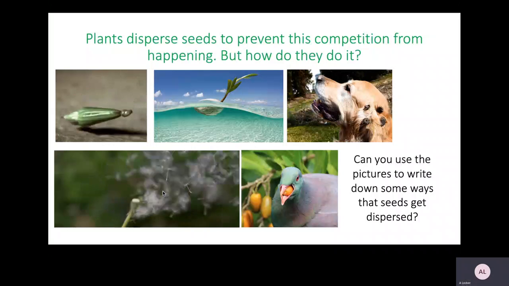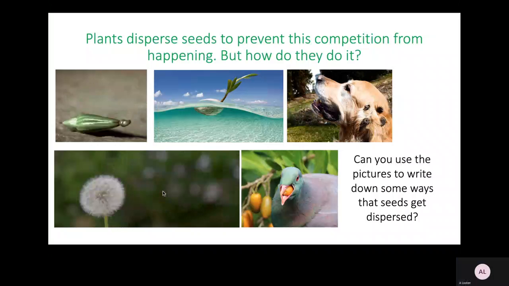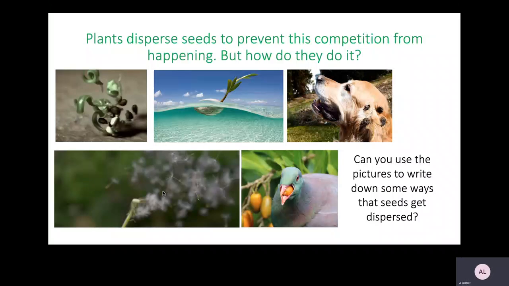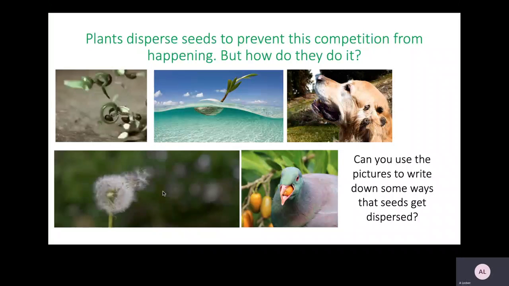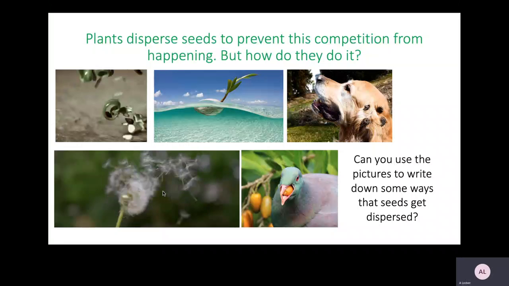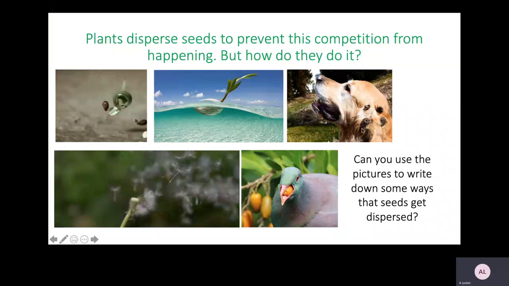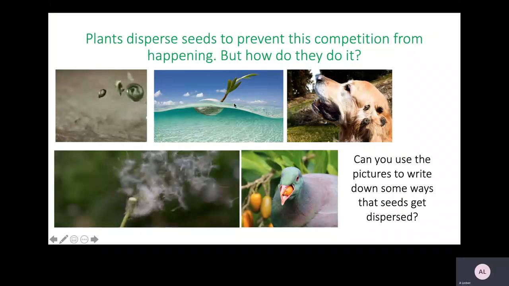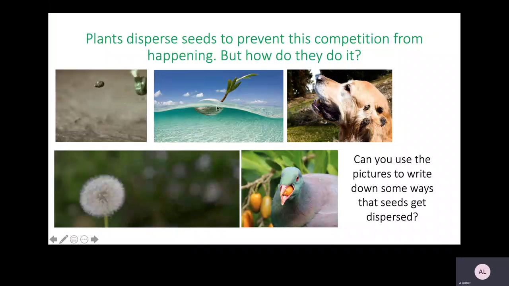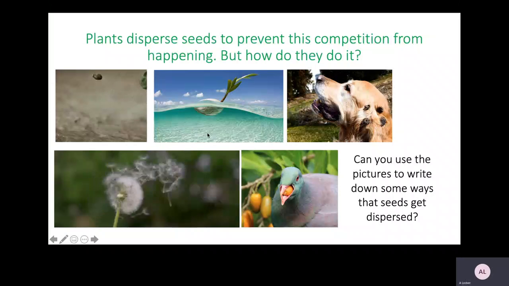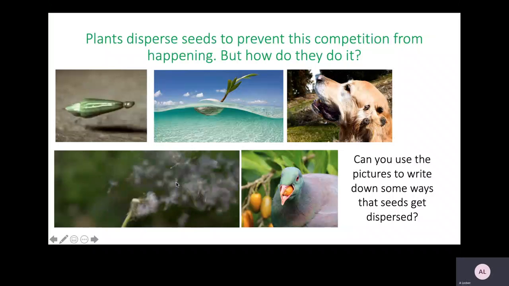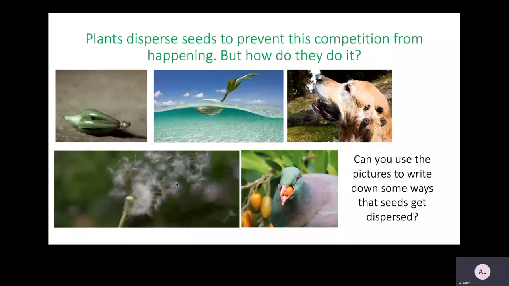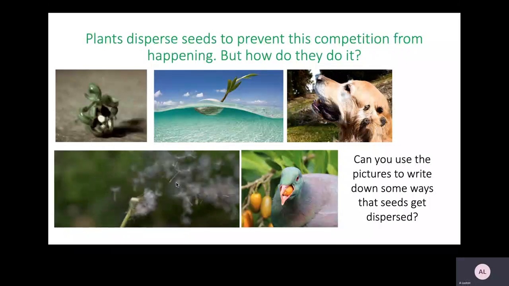But how do they do it? So I've put some picture clues on the board for you. Can you write down as many ideas as you can of how seeds get dispersed? So look at the pictures. You've got some that move, and that should really give you a clue. You've got the picture of the dog here. So the little brown things, they are the seeds. And obviously you've got this, which is like a coconut, and you've got the stem coming out the top of it. So think about how these seeds are traveling. What's making them travel? How are they being carried to different places or moved to different places? So write down some ideas. Pause the video now.